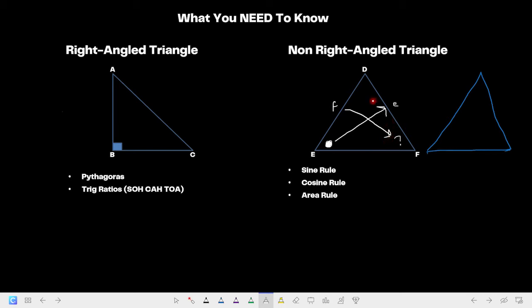Because of this, that means now you can be able to calculate what? You can be able to find a sine rule, or you can be able to calculate F using the sine rule. Now, what about the cosine rule?